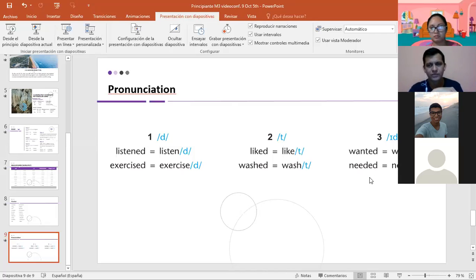Doblar, en inglés se dice fold. Folders, ¿alguna vez han visto usted folder? Eso quiere decir doblado, folder, fold. Fold termina con sonido de T. Entonces decimos fold, folded, ¿ok?